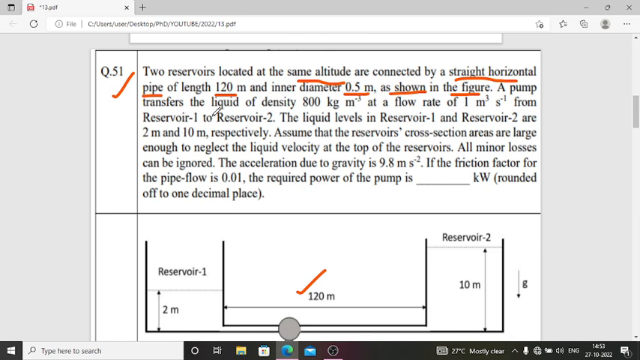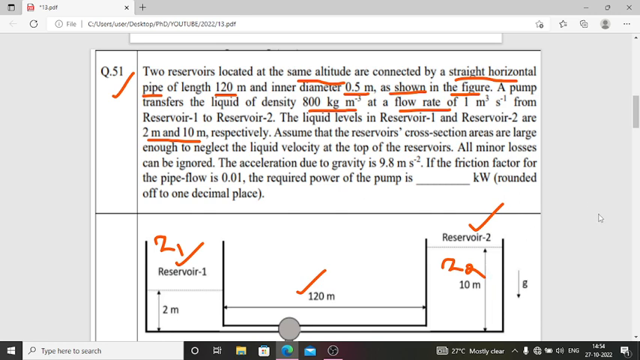A pump transfers the liquid of density 800 kg per meter cube, so rho is equal to 800 kg per meter cube, at a flow rate of 1 meter cube per second. Flow rate is denoted as capital Q. From reservoir 1 to reservoir 2. The liquid levels in reservoir 1 and reservoir 2 are 2 meter and 10 meter respectively. So Z1 is equal to 2 meter, Z2 is equal to 10 meter.